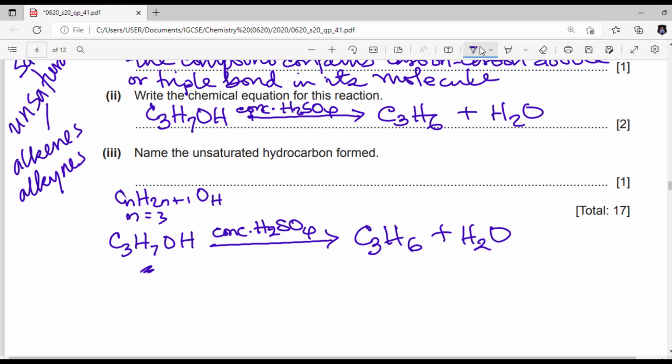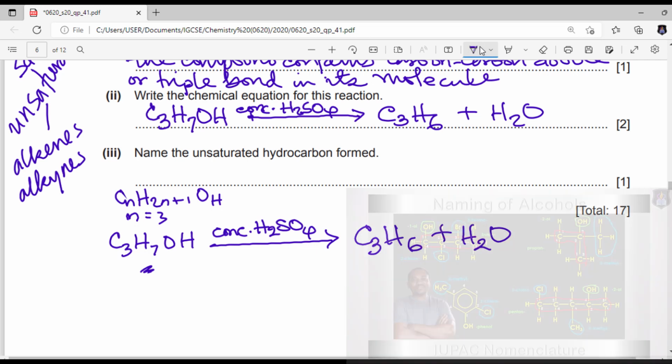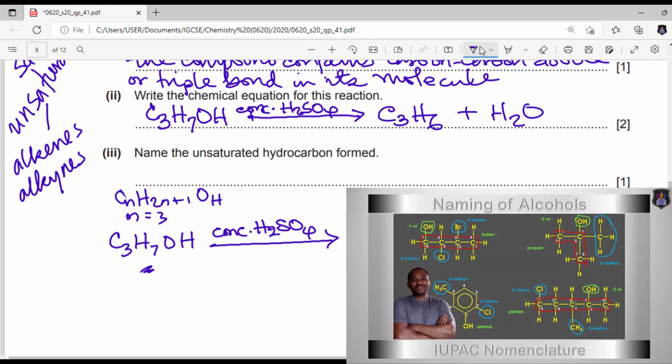Now you're told to name the unsaturated hydrocarbon. To name the unsaturated hydrocarbon, we need to draw its structure. But before we draw the structure of the unsaturated hydrocarbon, let's draw the structure of propan-1-ol. 1, 2, 3, C3, right?